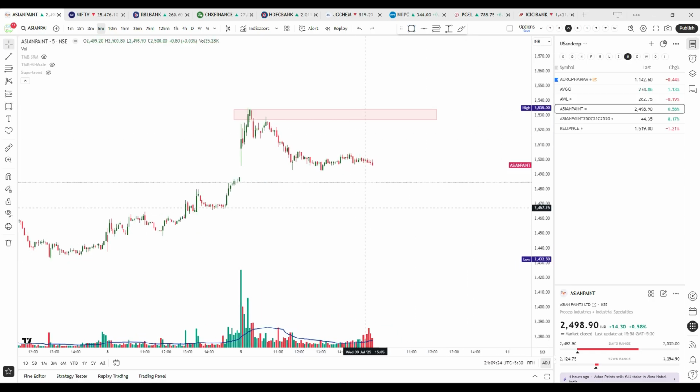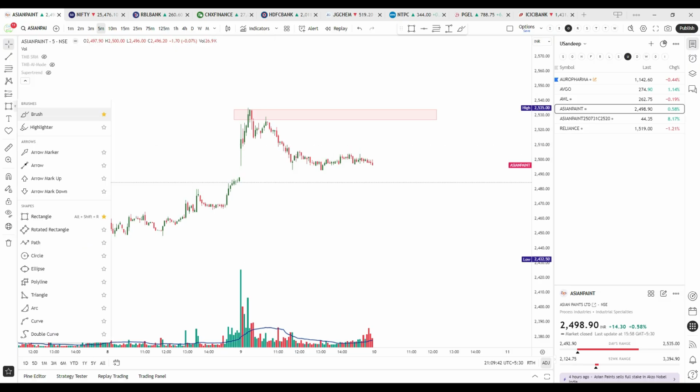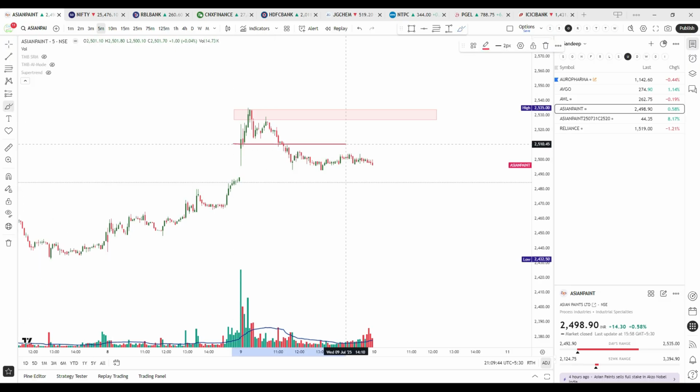After marking that, wait for the price reaction. If you see the price reaction as a rejection here, you can initiate the trade by having the 1:1 definitely. This is your first target, this is your second target, the day low or previous day high. You can trail the stop loss. This is how we have to trade in this, actually.